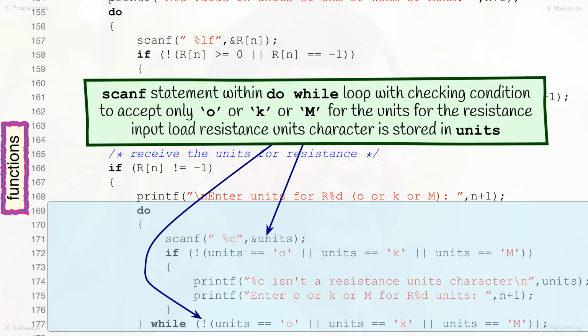Lines 169 to 177. The do while statement that includes the scanf statement in line 171 is written with the appropriate checking condition within parentheses in line 177 to accept only a character, one among O or K or M, for the load resistance units. The input load resistance units character is stored in the memory location of the character variable units.